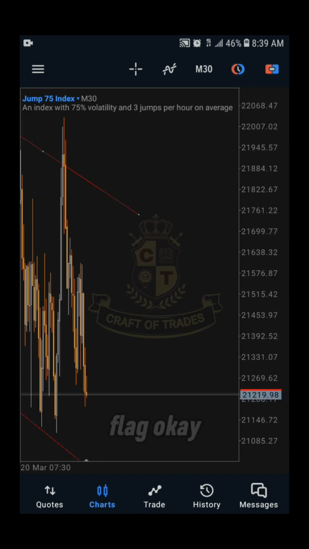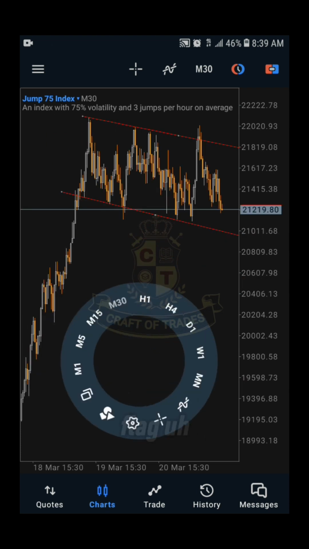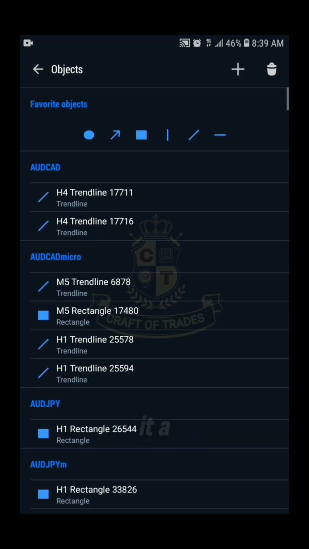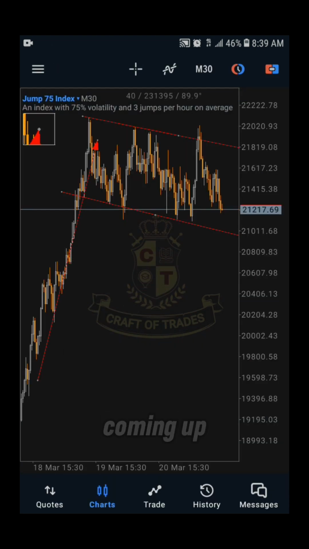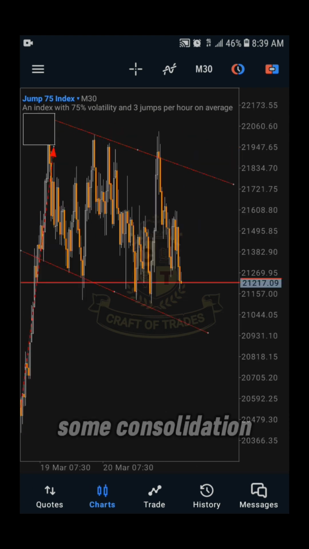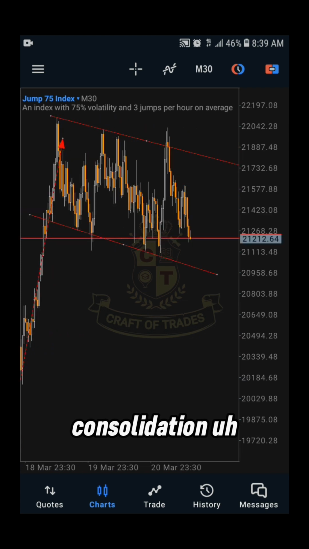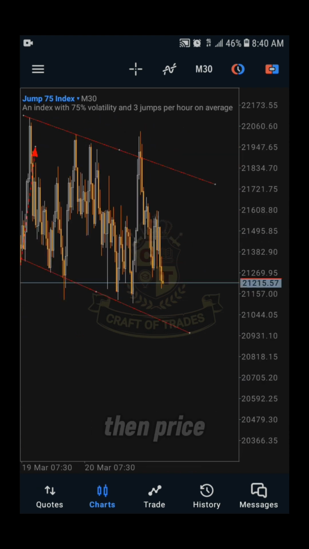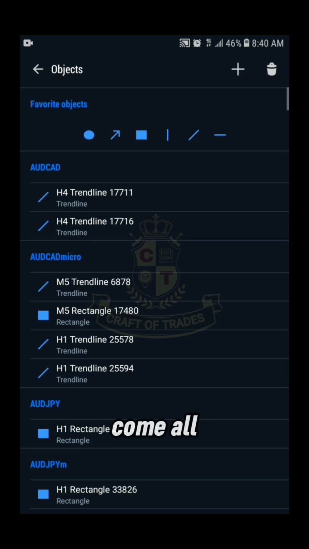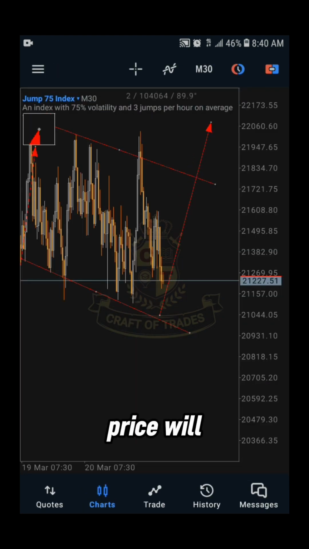This is a bullish flag. Why is it a bullish flag? We see a movement coming up and then some consolidation. We see some consolidation going up and down in this channel. Then price will come all the way. Price will go up at the end of the day.